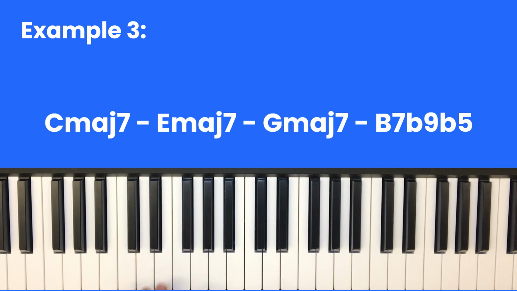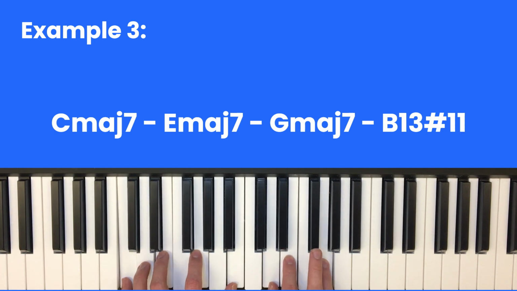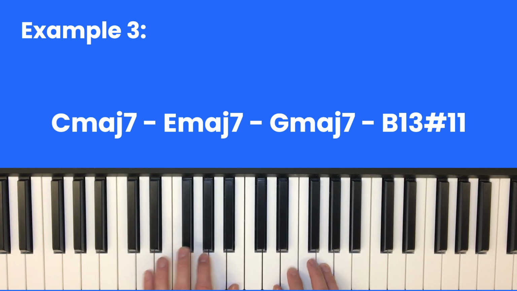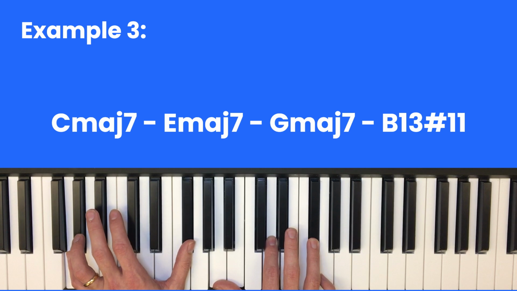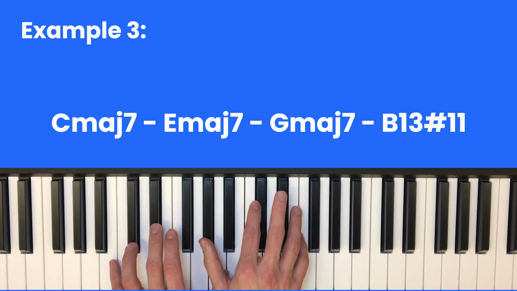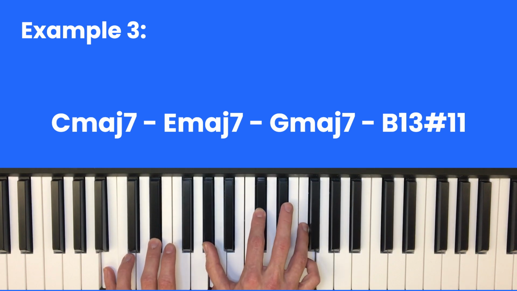What other kind of dominant chord? We can make it like a 13 sharp 11, so that's always quite nice as well. So C major 7, E major 7, G major 7. Woo! There's our 13 sharp 11.